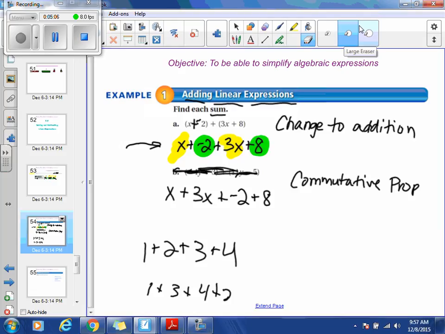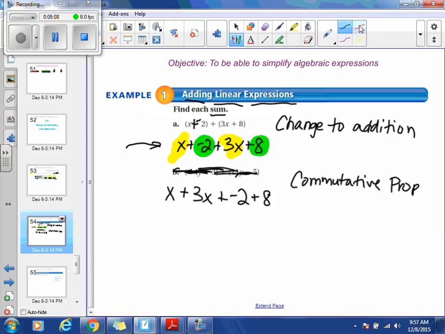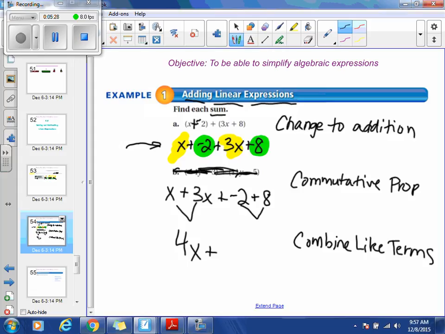Okay, now I am going to combine like terms. So please write that down. Combine like terms. So I'm going to say, all right, if I have an x and I get 3 more x's, how many x's do I have altogether? I have 4 x's. And if I have 2 negative ones and 8 positive ones, 2 negatives and 8 positives is the same as 6 positives. So I combine my like terms and I'm left with that. I can't take 4 x's plus 6 ones. So this is in simplest form.